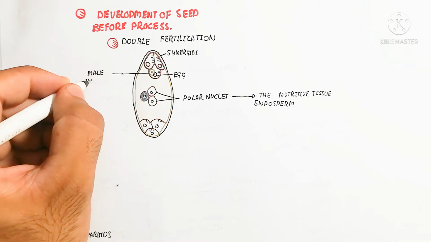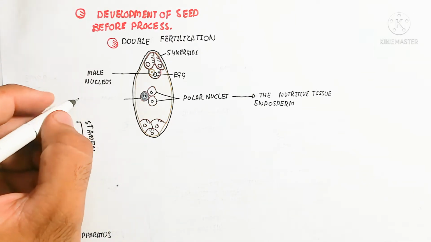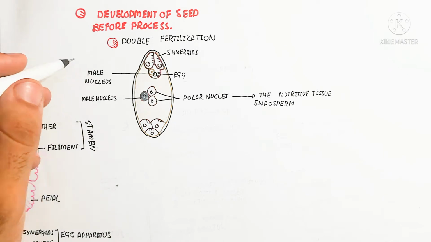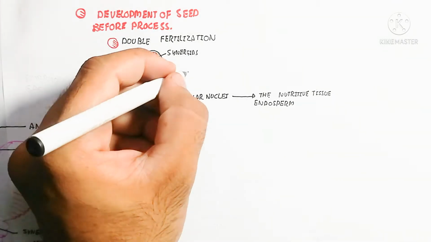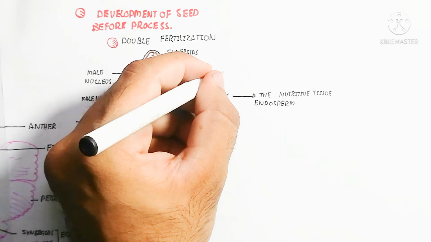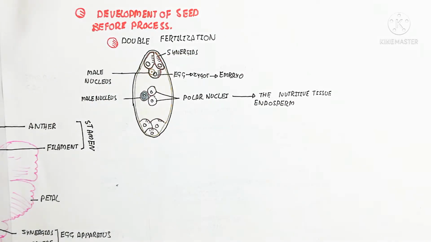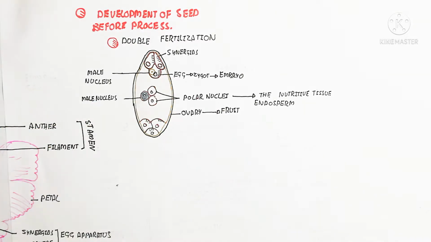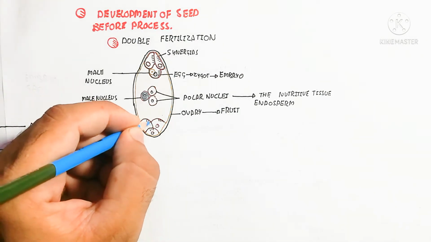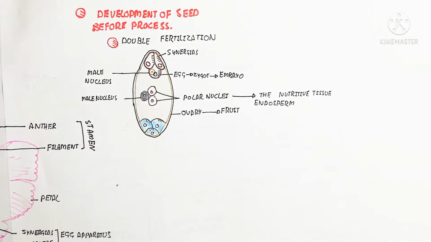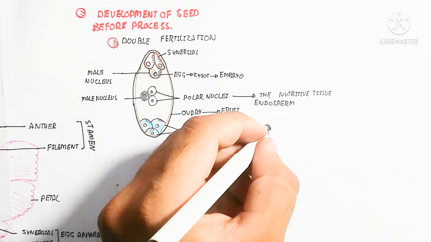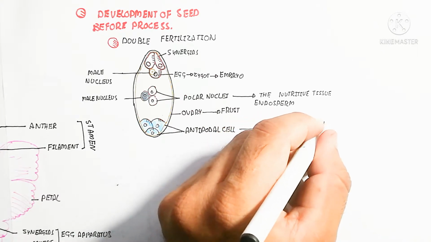And the antipodal cells are present, shown in blue color in the figure I am drawing. And here is the male nucleus, and here is the male nucleus. The whole structure is known as the embryo sac. So that is the female reproductive organ. And down here is the antipodal cell. Anti means outside, podal means feet-like structure; anti means against, or you can say podal cell.